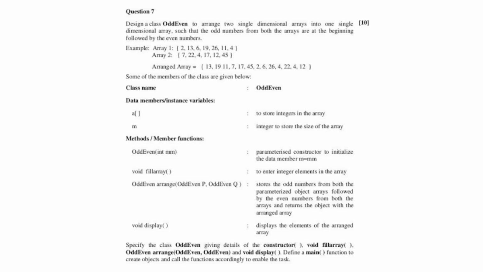One of them will be a constructor to initialize the size, and one function will be known as fillArray to enter the data. Then there will be the main function arrange, which will actually take 2 objects of OddEven class, merge them into a third object and then return the object. And finally, at the end, there has to be one display function. Also note that we have to design the main function and call the functions to do the required job. Now, before we move on to the coding part, let us understand the problem in detail with the help of the example which is given.